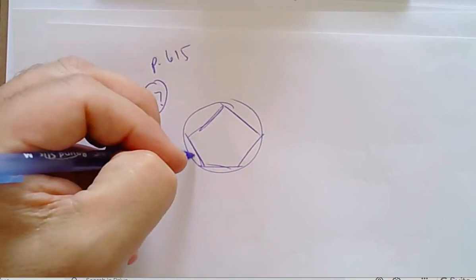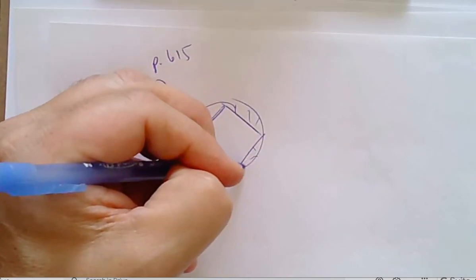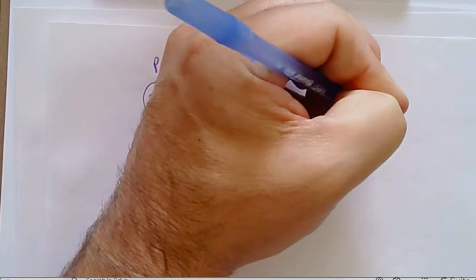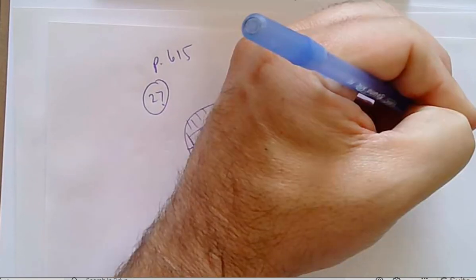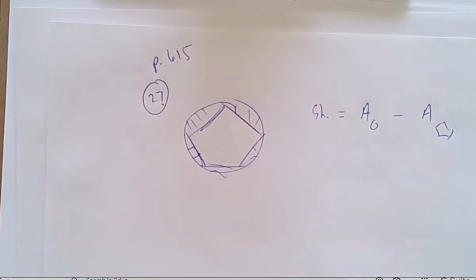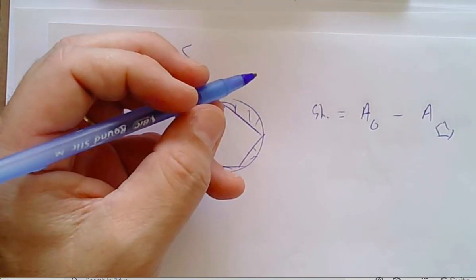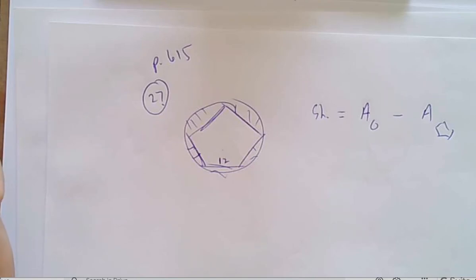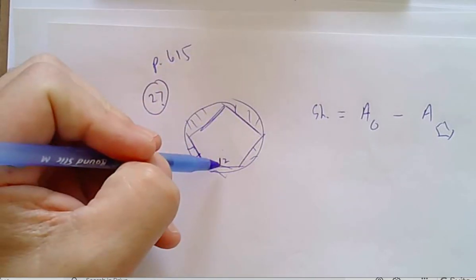And they want the shaded region. So what you first have to find is the area of the circle. The shaded region is equal to the area of the circle minus the area of the regular pentagon, if that makes sense. Okay, so what are we given? We're given that the side of the regular pentagon is 12.